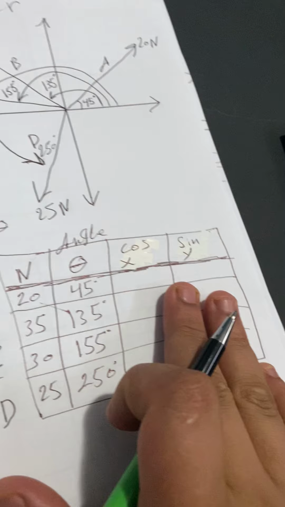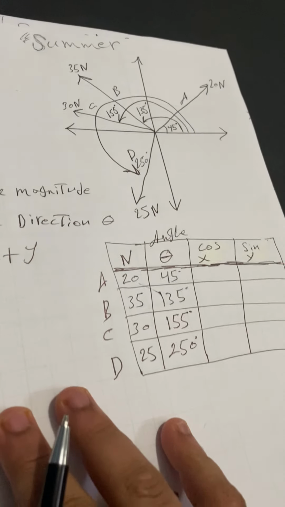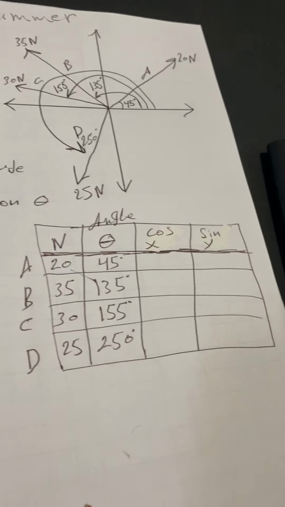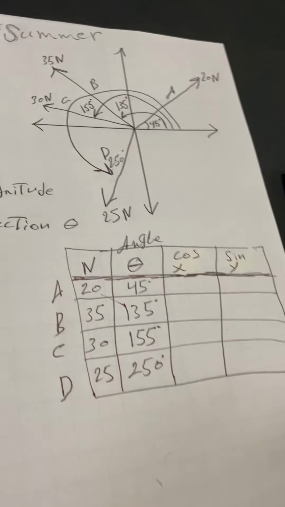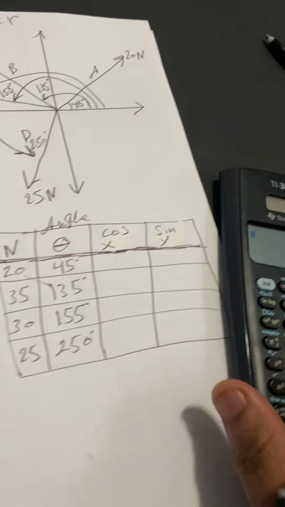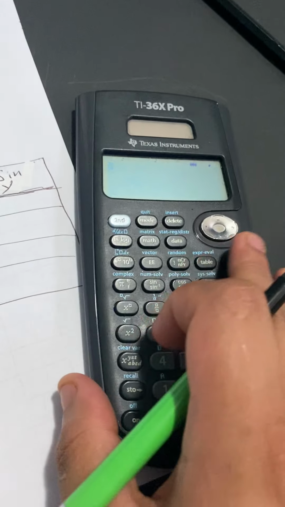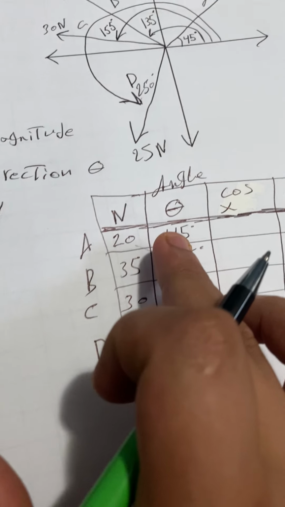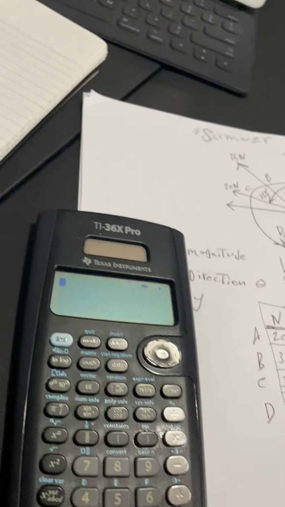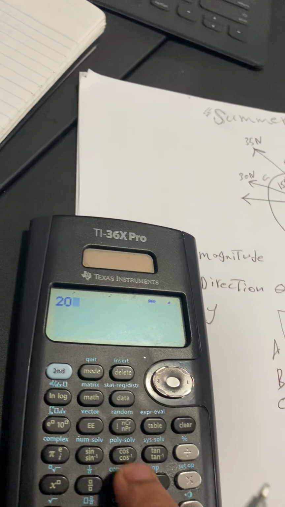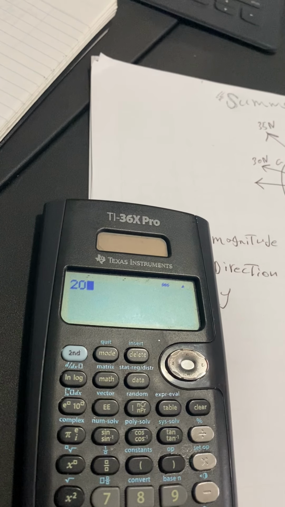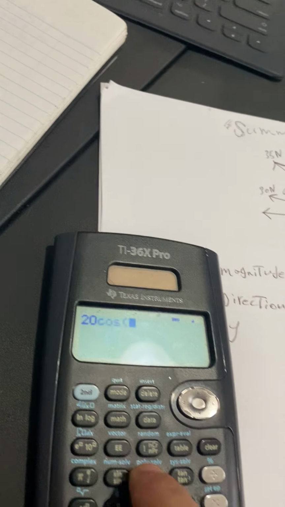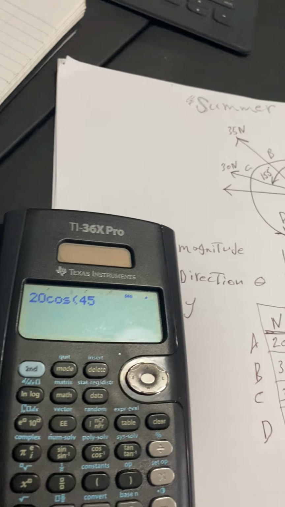Alright, we have to fill up this one. We have to use the calculator. You can do it without one if you're good in math, but even if you're good, this is very tricky, so you can use a calculator. I use my calculator, and it helped me a lot. For the first one, we put in 20 Newton, 20 cosine 45 degrees.